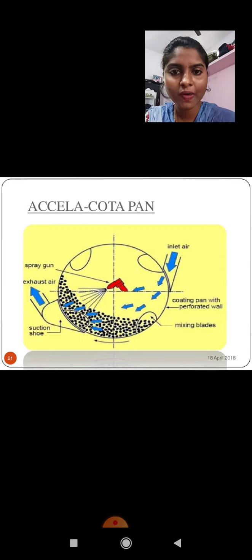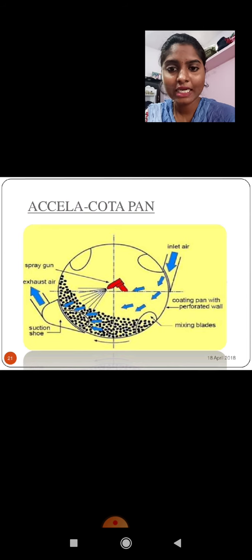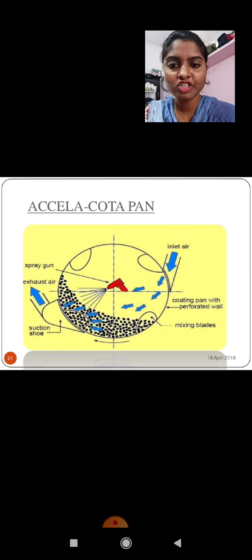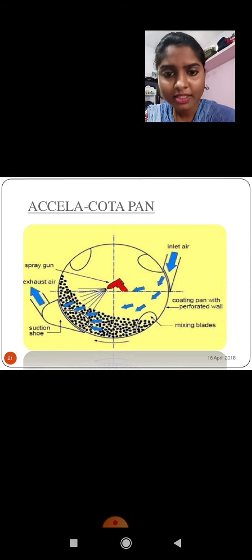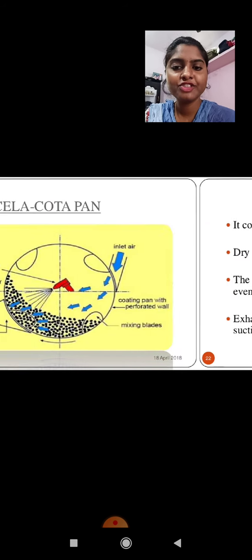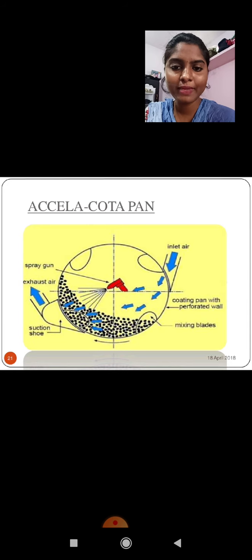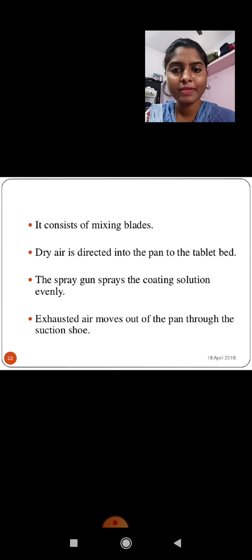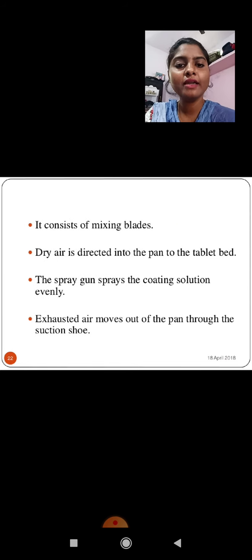This is the Accela-Cota pan system. This shows the spray gun, exhaust air, the suction shoe, the coating pan, mixing blades, and inlet air. This is the Accela-Cota pan, which we discussed initially. This is the mixing blades. Okay, it consists of mixing blades, and dry air is directed into the pan onto the bed.